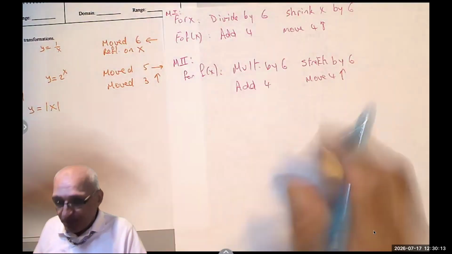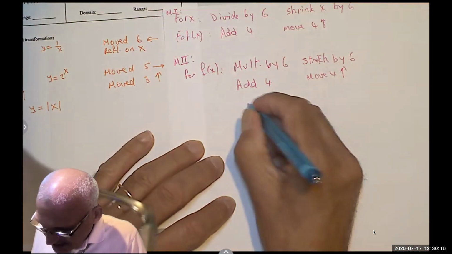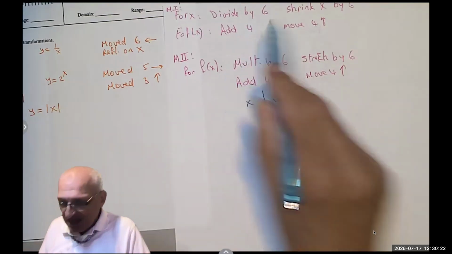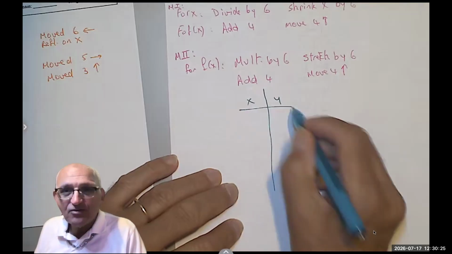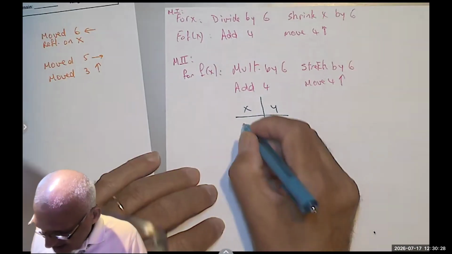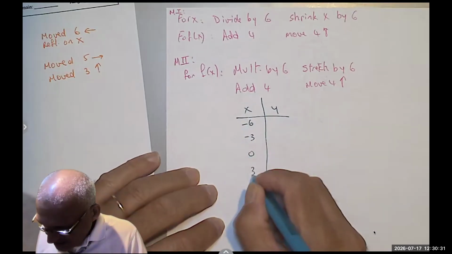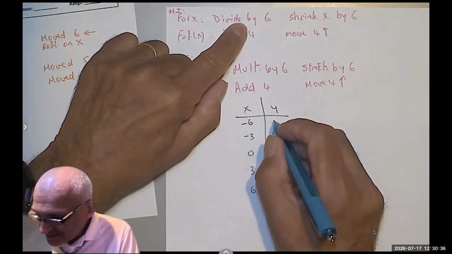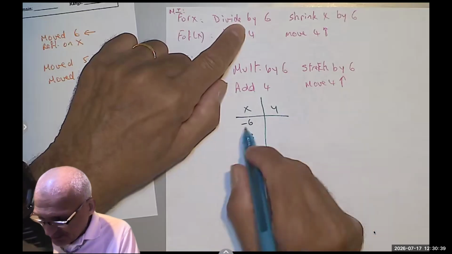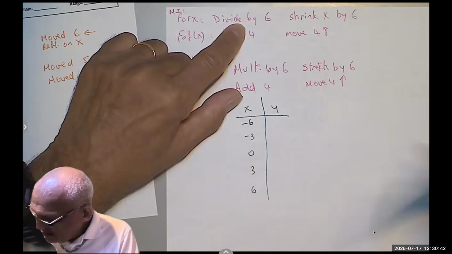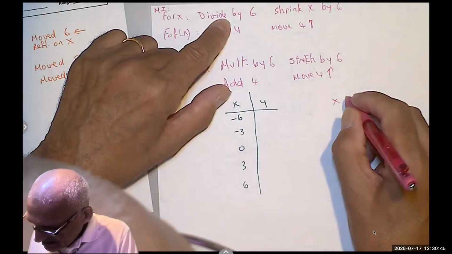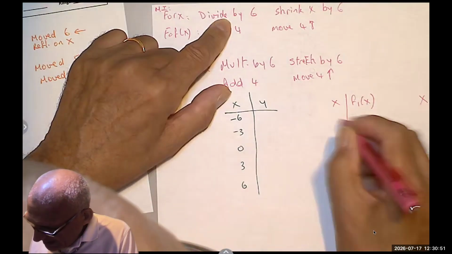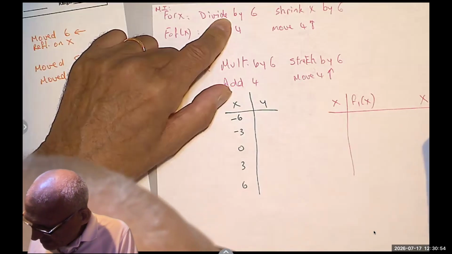Let's create tables for both cases. So the parent is x and y, absolute value. But since I'm going to divide by 6, I'm going to go by 3s. So I would say -6, -3, 0, 3, and 6. Here, I'm going to divide by 6, so I get -1. So here is x and f1 of x, the first method. And then I will do x and f2 of x, the second method.